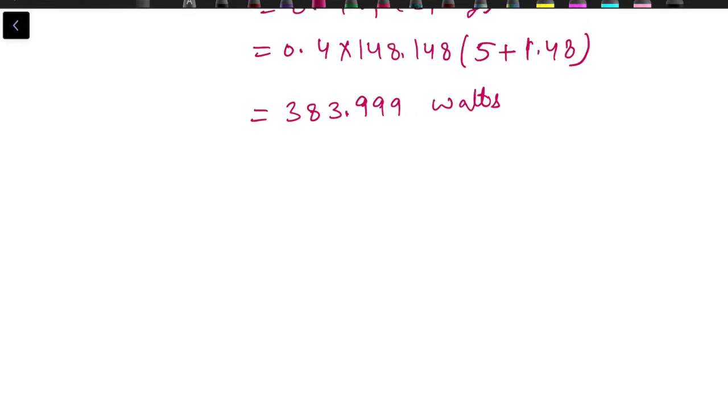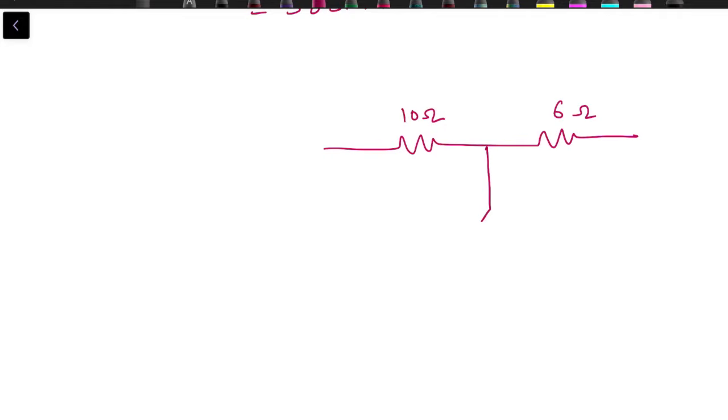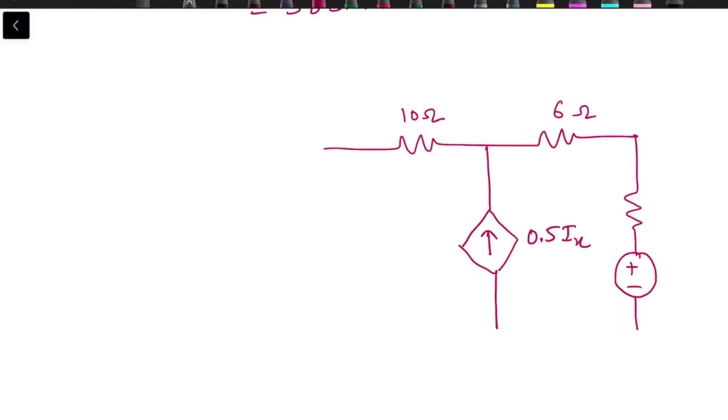The last problem for the mesh analysis is the special case when we have a current source common between two meshes. It means that is the case of a super mesh, but in this case we have a dependent current source common between two meshes. This is a current dependent current source. Ix is the controlling current. It is a current source since an arrow is marked inside the diamond shape.